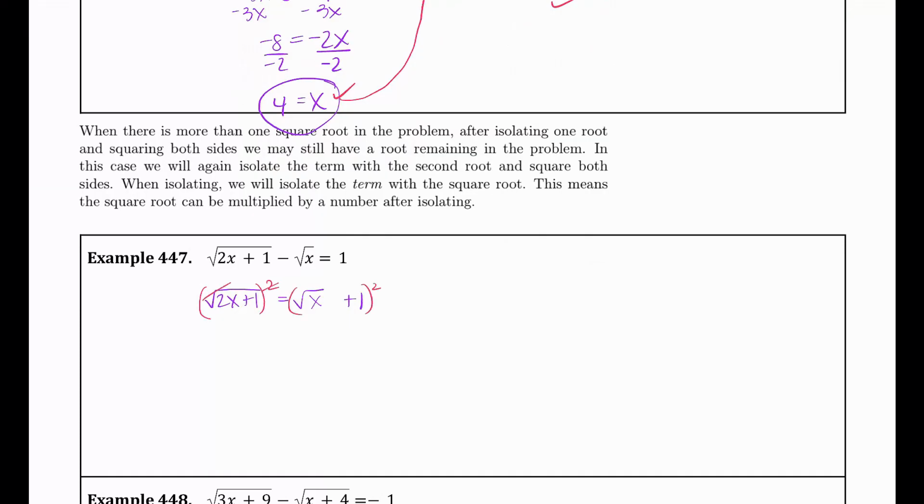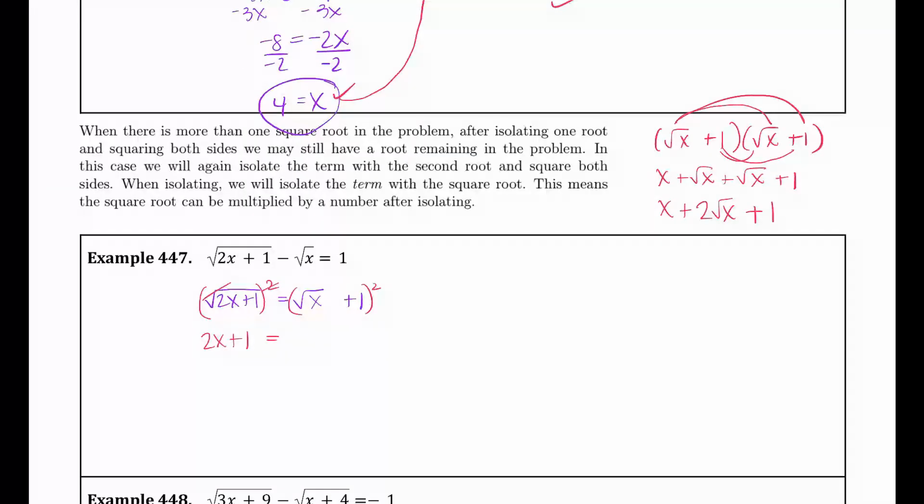Left side's simple enough. We just get 2x plus 1. The right side, though, I'm going to actually come over here to the top. The square root of x plus 1 squared means the square root of x plus 1 times the square root of x plus 1. And let's see what we get when we multiply that out. Square root of x times square root of x is x, plus 1 square root of x, plus 1 square root of x, plus 1. If we simplify this, we get x plus 2 square root of x plus 1. All right, so that's what my right side is, x plus 2 square root of x plus 1.